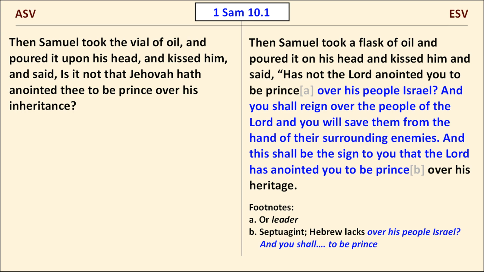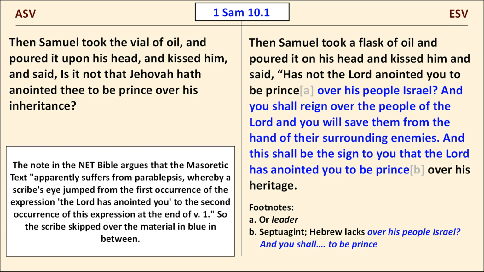In 1 Samuel 10, verse 1, the ESV follows the Septuagint in supplying additional material for Samuel's speech at Saul's anointing. Notice that the words "anointed you to be prince" appear twice in the ESV's version of the passage. These words appear both just before the material in blue and at the end of it. It seems probable that a scribe skipped over the intervening material because of this repetition.